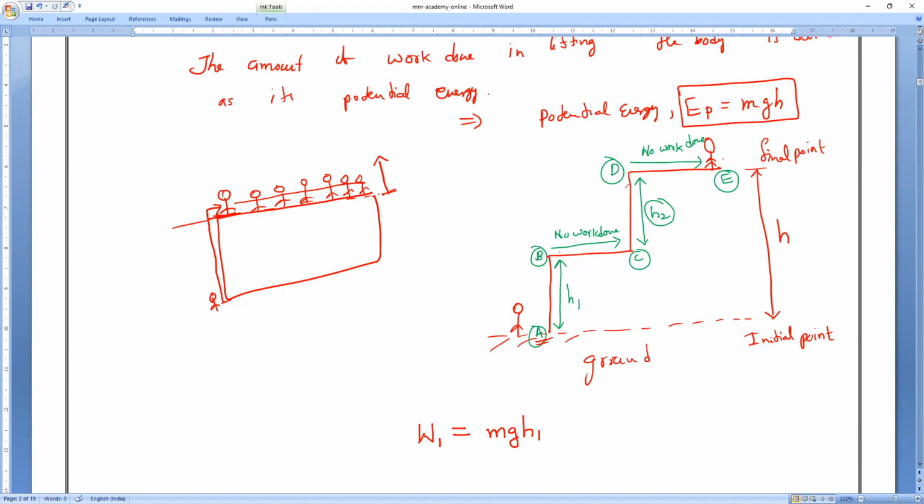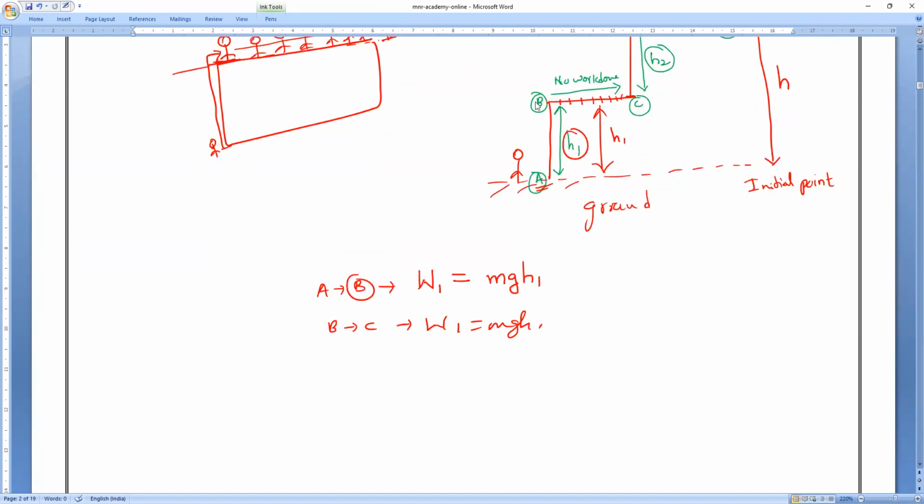I am at point B, I reached here. Height remains H1 only. If I take every point, it is H1 only. So my work done from A to B is W1, and from B to C also my work done remains MGH1 only. Am I right or wrong? Please respond. So what is the change in my work done? No change. No displacement. I am moving in the same position so the height is not changing, so work done remains constant.